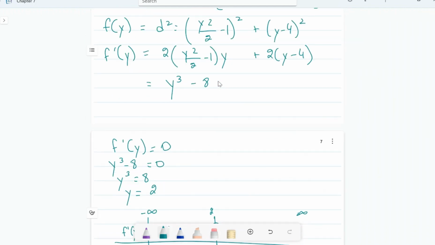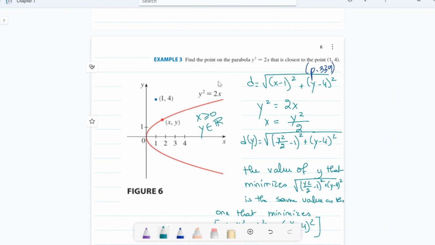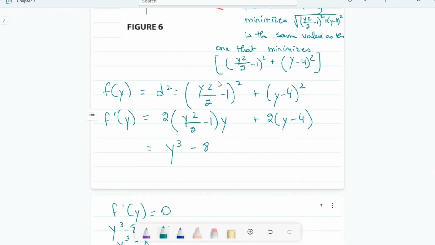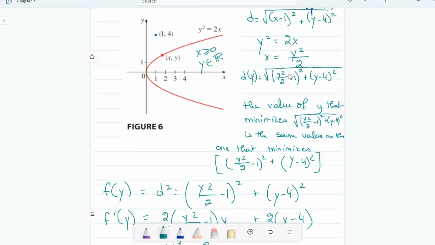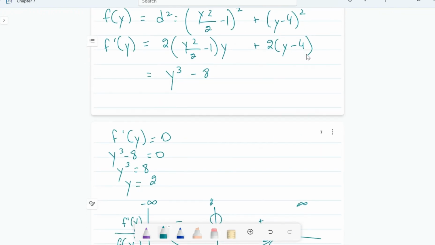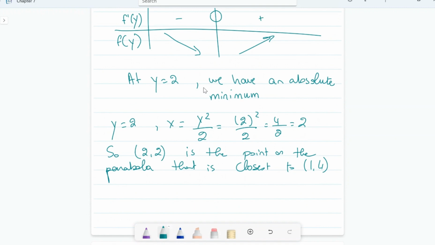So again, let's go back to the question. The question actually asks for the point that is closest to (1, 4). The point has x and y coordinates, so we also need the x coordinate. And we already solved that x is equal to y squared over 2. So we use this to solve for x. Therefore, x is equal to 2 squared over 2, which is 4 over 2, which is 2. So the coordinates are (2, 2). These are the coordinates of the point on the parabola that is closest to the point (1, 4).